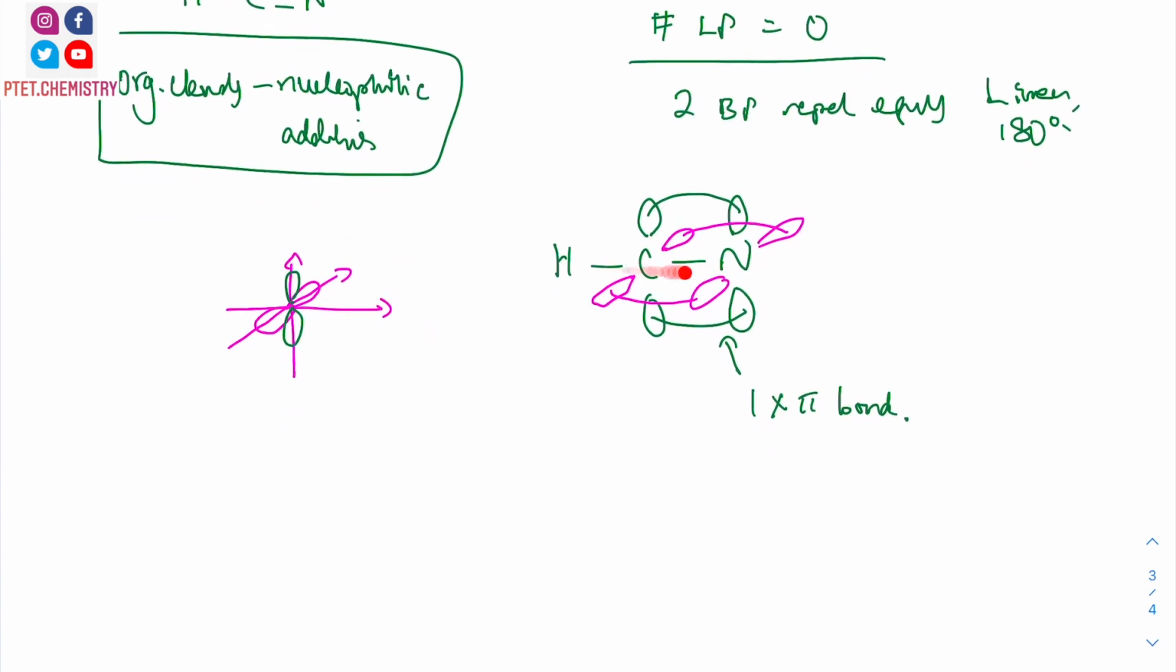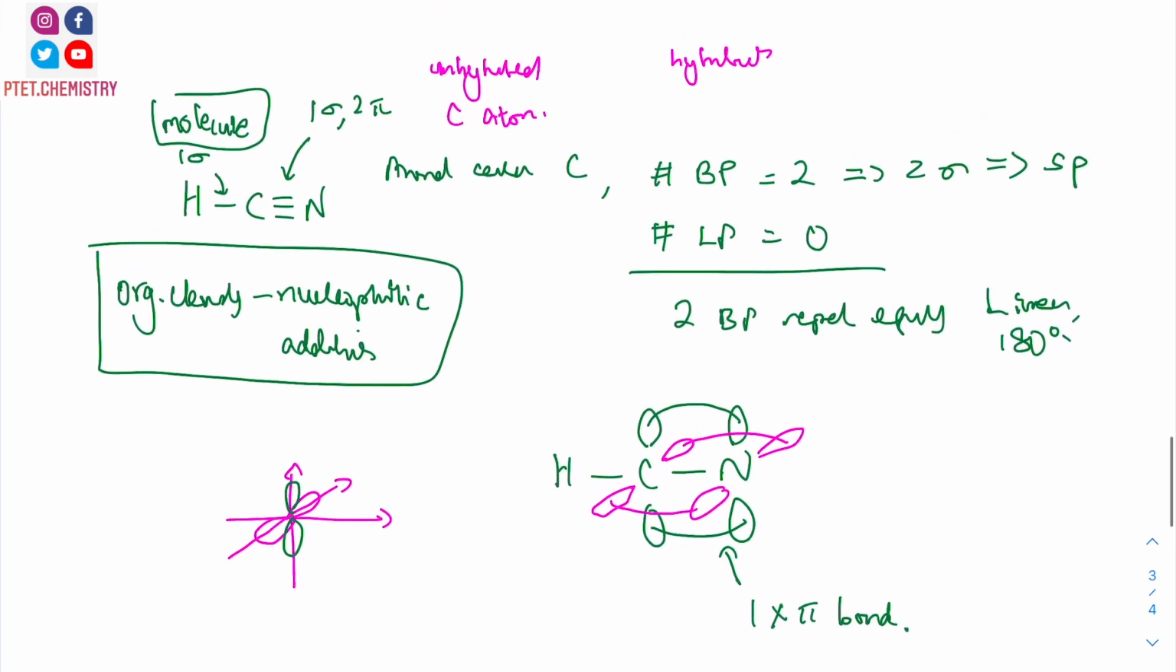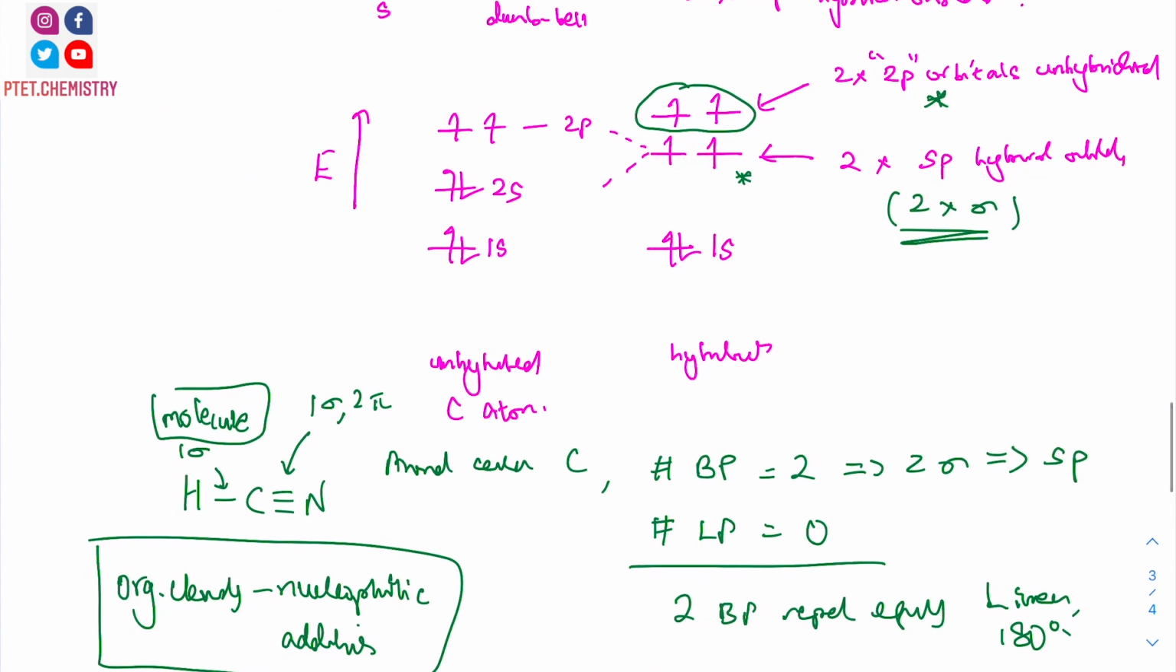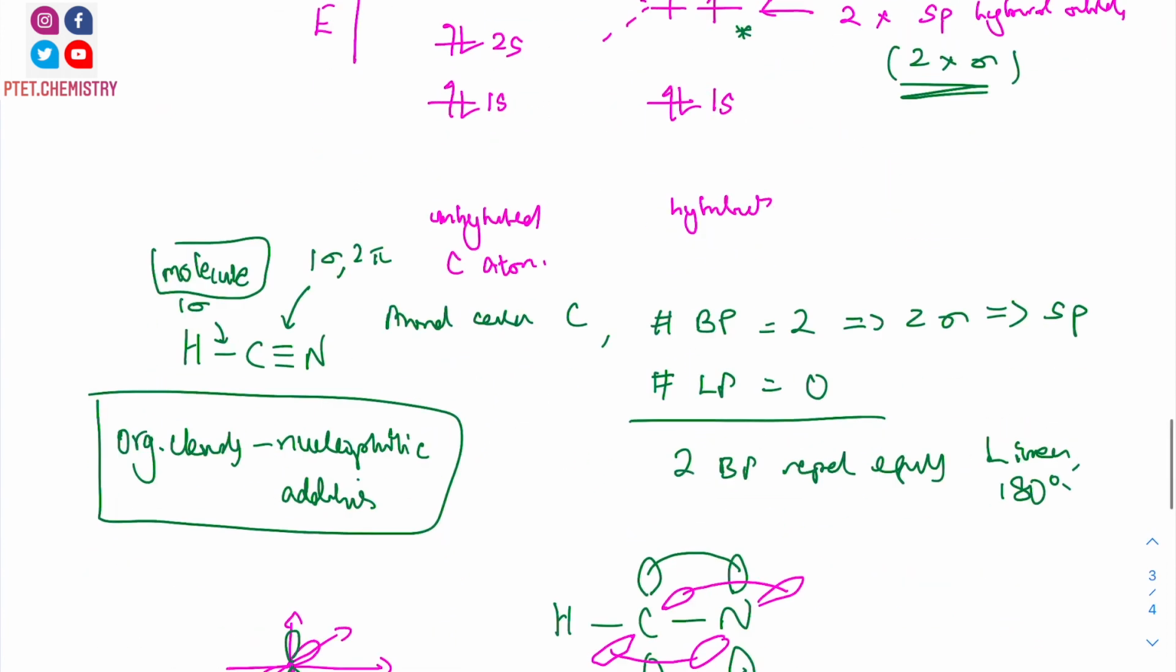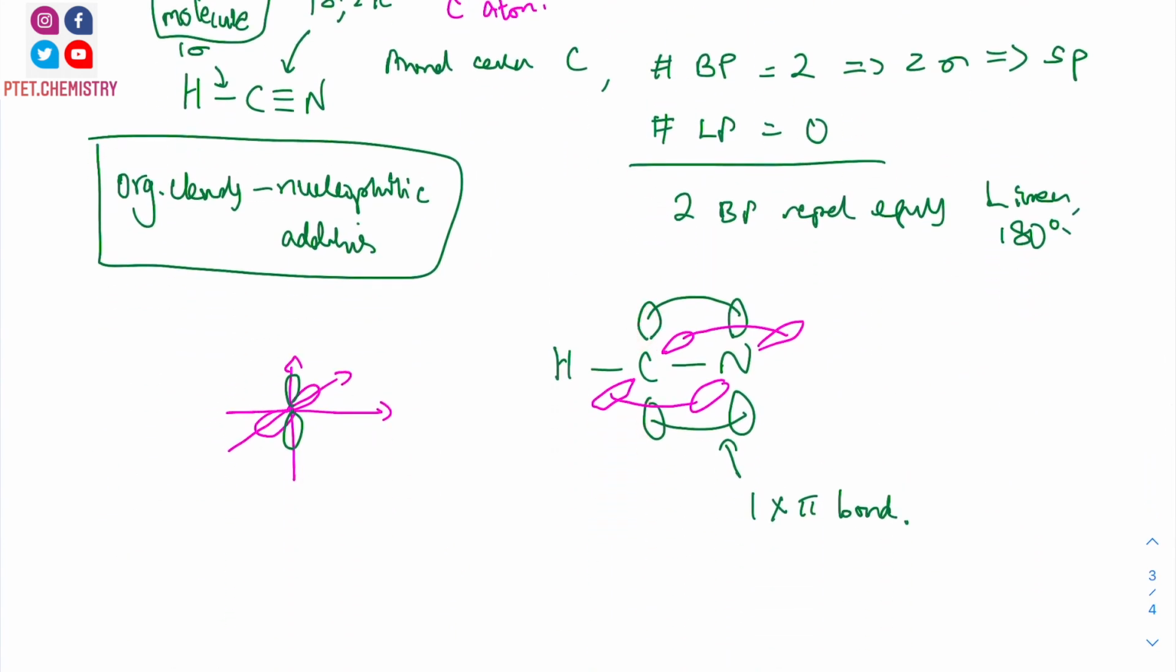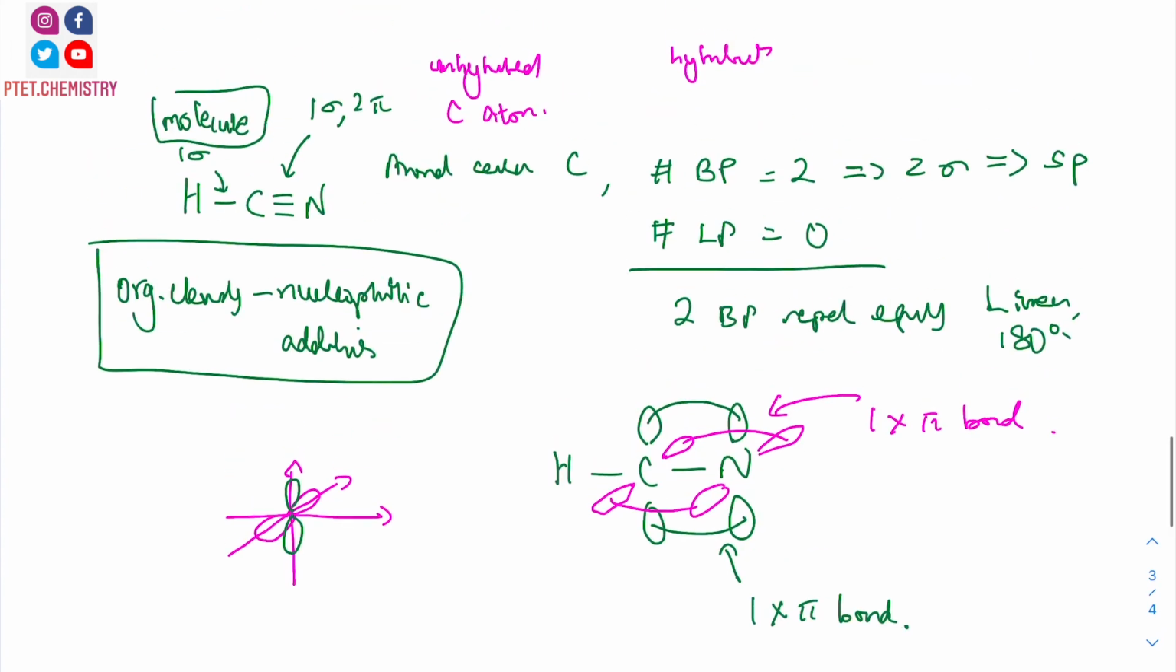The p orbital which is along the axis has been used to form the covalent bond because it has been involved in hybridization. The 2 p orbitals that are unhybridized, one is on top and below, the other one is in and out. One forms a pi bond, and the other forms another pi bond. So altogether, you get 1 plus 1, which gives you 2 pi bonds.